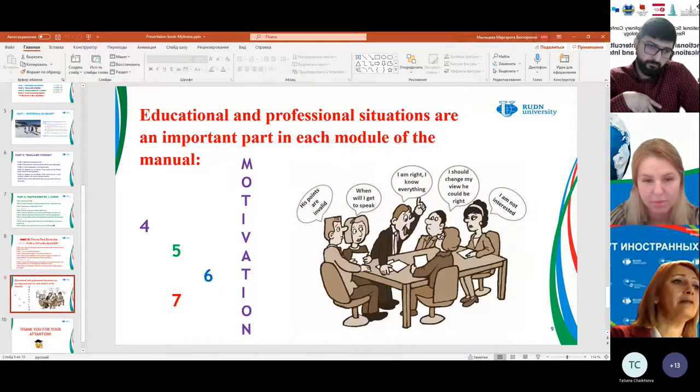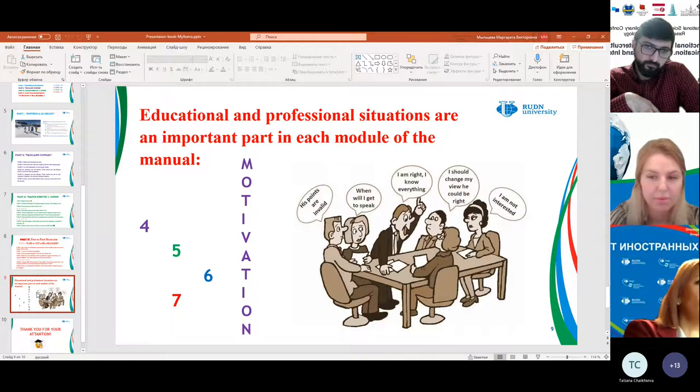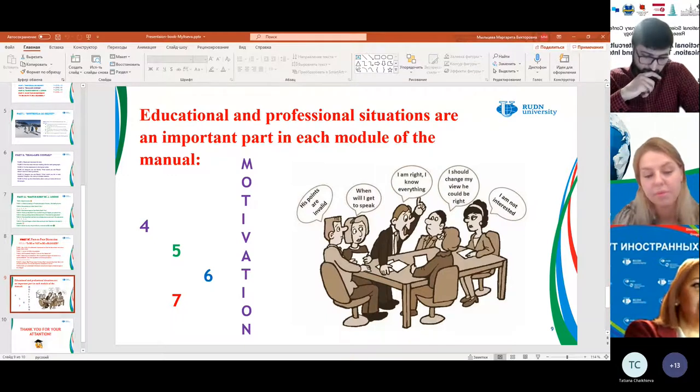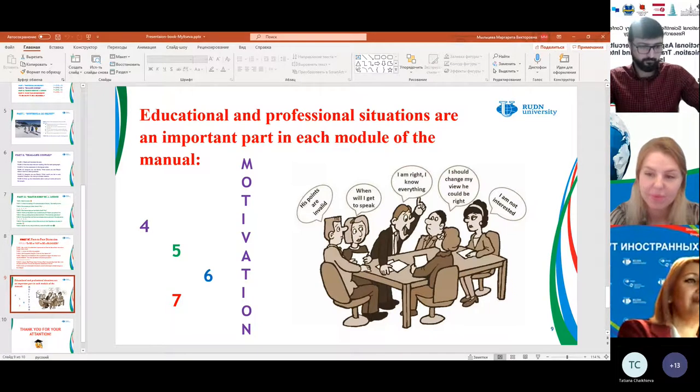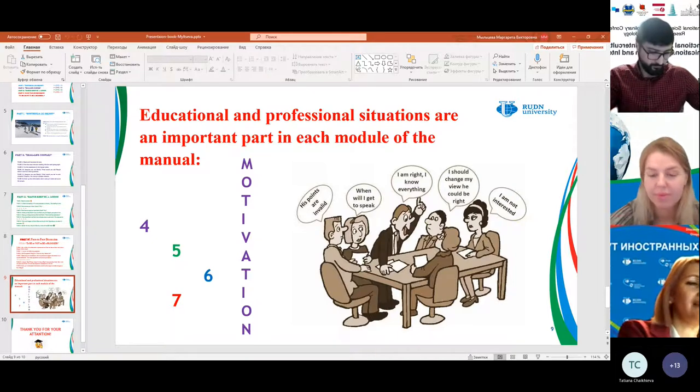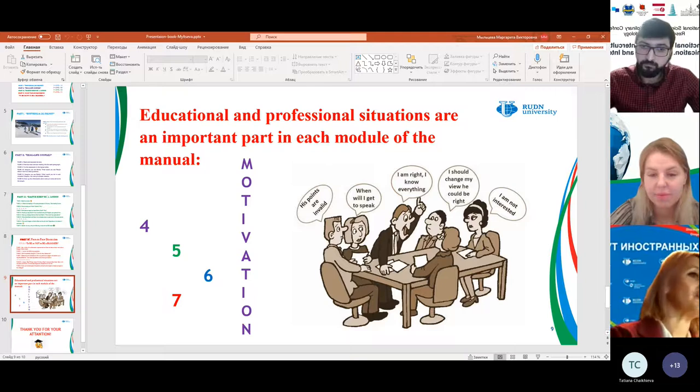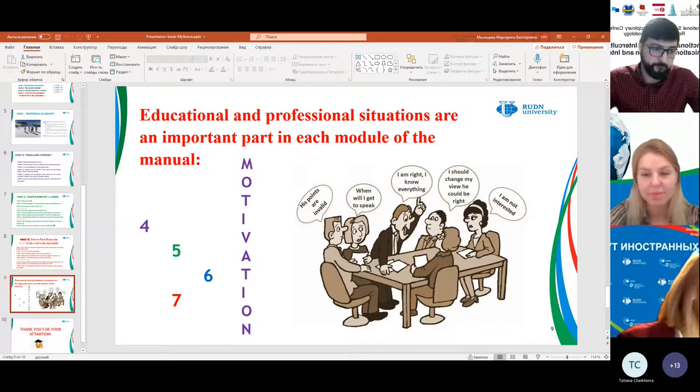You can see motivation. It means that every active student can get extra points: 4 in module 1, 5 in module 2, 6 points in module 3, and even 7 points in module 4. Motivation is given to very active students, and they get extra points for their participation.